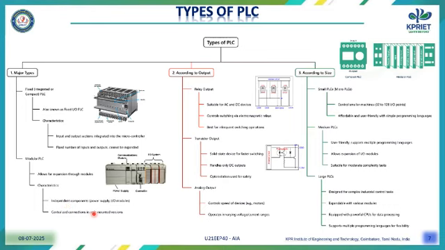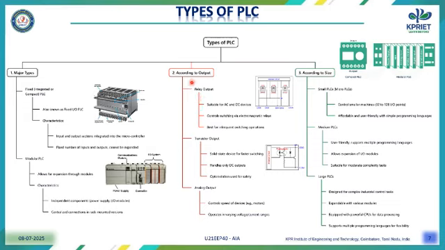Centralized connections in rack mounted versions. Okay, these are the major types we can classify, fixed as well as modular PLC. In a real industrial control, we can go with the modular PLC. We can expand the number of I/O modules based on the needs of the application.